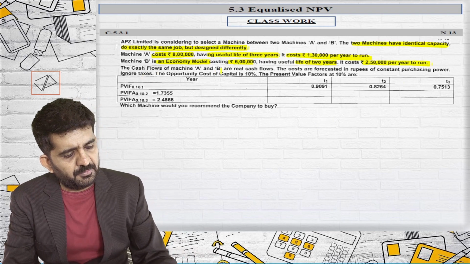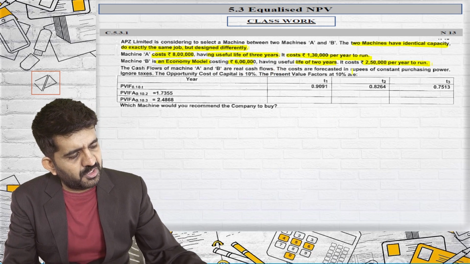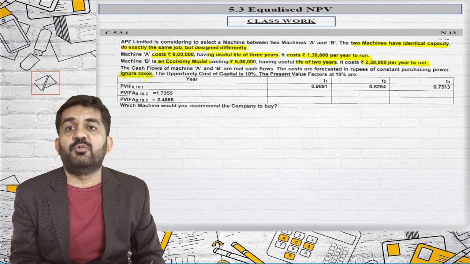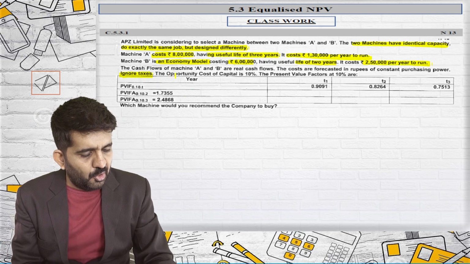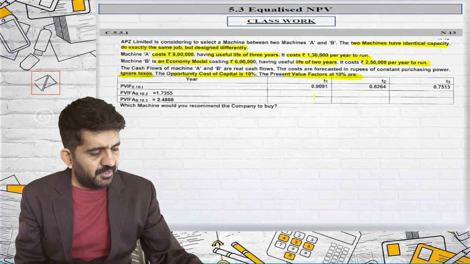The cash flows of the machine A and B are real cash flows. The costs are forecasted in rupees of constant purchasing power. Ignore taxes. Once I ignore taxes, I will be even ignoring the depreciation. The opportunity cost of capital is 10%. Present value factors are at 10%.